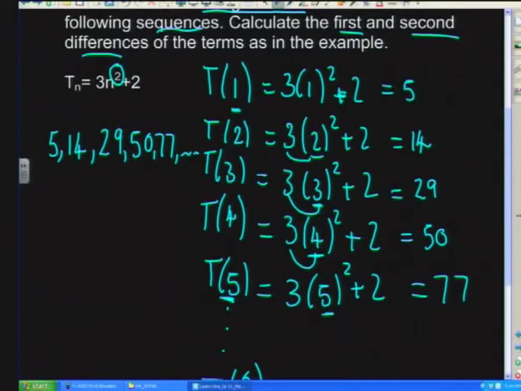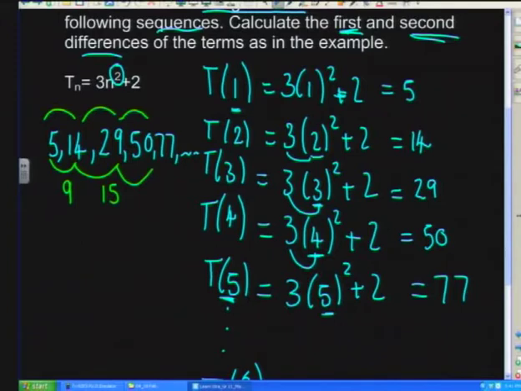Then we had to work out the first and second difference. So remember, and I'm just going to do this in a different color, to work out the first difference, I just say term 2 minus term 1, term 3 minus term 2, term 4 minus term 3, and so on. 14 minus 5 is going to give me 9. So that's the difference between those two. Then 29 minus 14, and let's see if my mental maths is right. 9 minus 4 is 5. 2 minus 1 is 1, so that's 15.